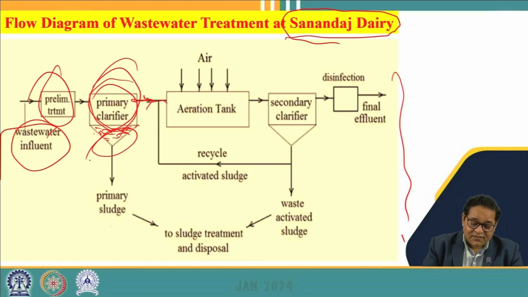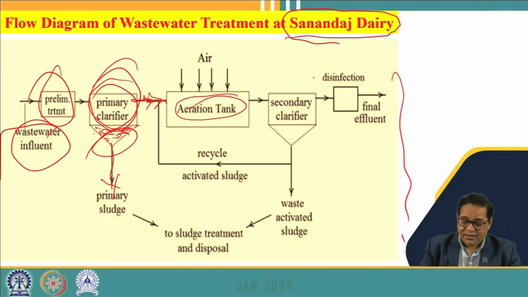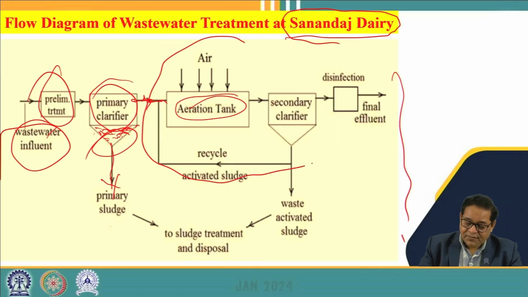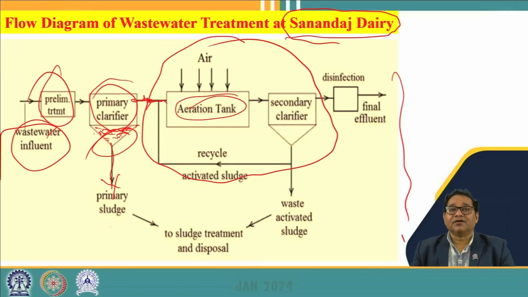Whatever sludge is generated is a primary sludge, and then finally it is taken for further treatment. Whatever overflow comes out from this primary clarifier goes to the activated sludge process. So this complete setup shows the activated sludge process. If we see this setup, basically that constitutes the activated sludge process.